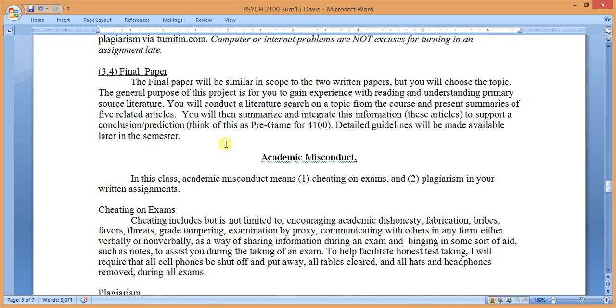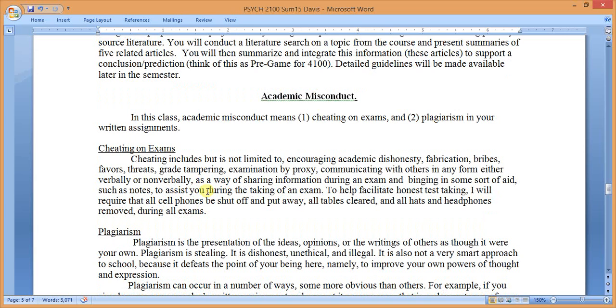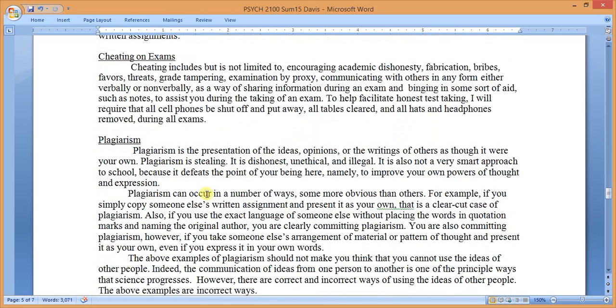So I have down here academic misconduct, cheating on exams. You probably won't run into cheating on exams because they're online quizzes. You can take them as much as you want, and who knows what you're doing when you're taking them. I certainly don't. Plagiarism, on the other hand, is going to be a bigger issue in this class. I have set the turnitin.com settings so that when you submit your papers, you will be able to see the plagiarism report.